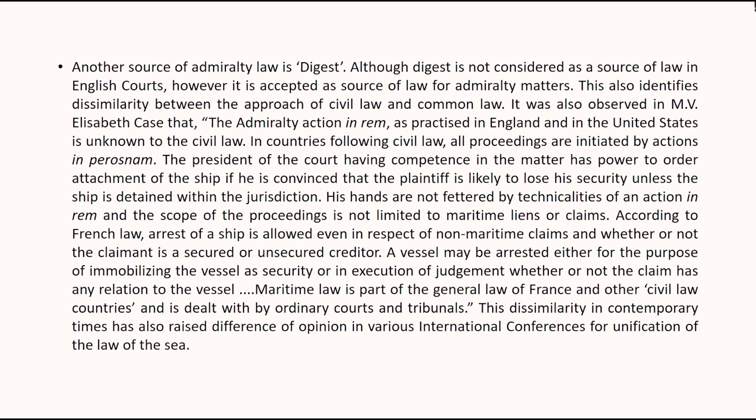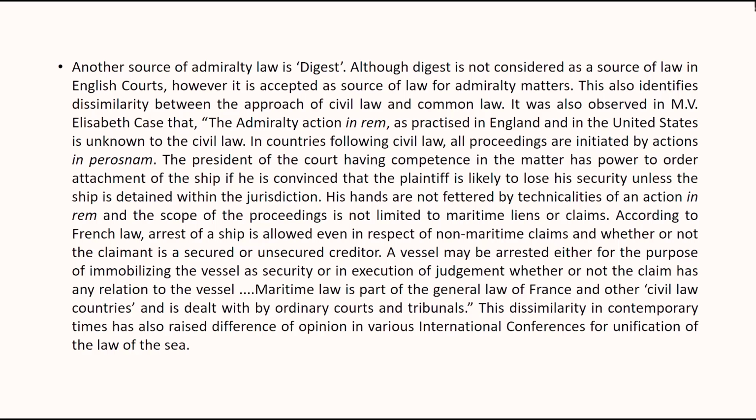The president of the court, having competence in the matter, has power to order attachment of the ship if he is convinced that the plaintiff is likely to lose his security unless the ship is detained within the jurisdiction. His hands are not fettered by technicalities of an action in rem, and the scope of proceedings is not limited to maritime liens or claims.